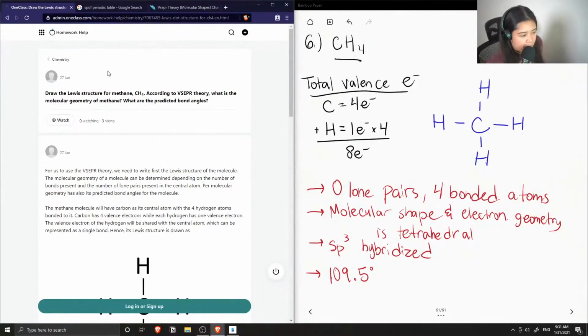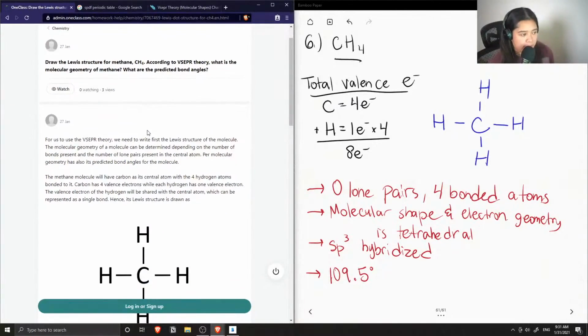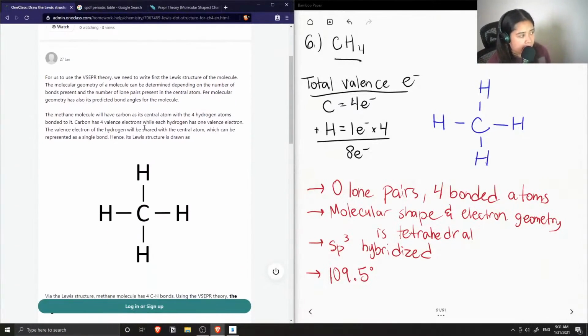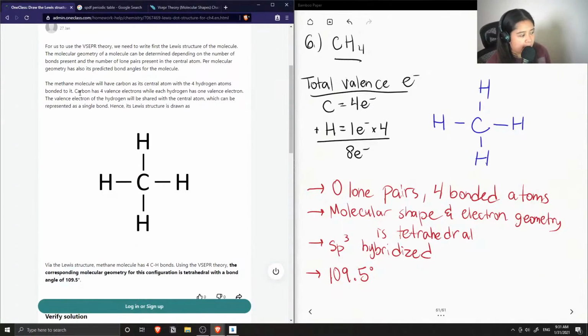Okay, so now let's see what the junior tutor said. For us to use the VSEPR theory, we need to first write the Lewis structure of the molecule. The molecular geometry of a molecule can be determined depending on the number of bonds present and the number of lone pairs present in the central atom. For molecular geometry, it has also its predicted bond angles for the molecule.